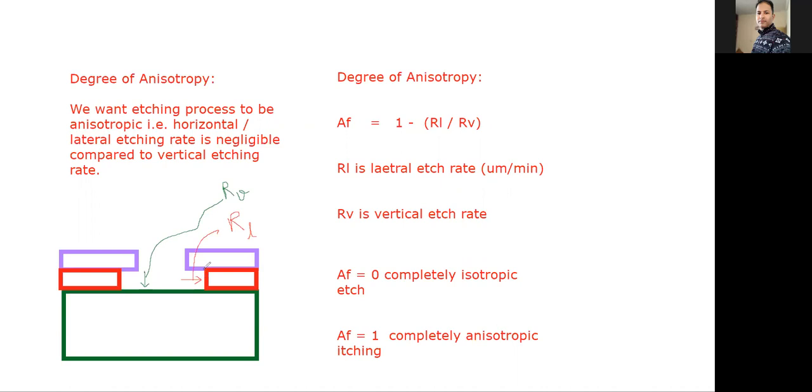So in a given time you may have a lateral etch distance and a vertical etch distance. So the ratio of lateral etch rate and vertical etch rate will be equal to the amount of etch in the lateral direction divided by the amount of etching in the vertical direction. So this way you can estimate degree of anisotropy. Now we will move further.